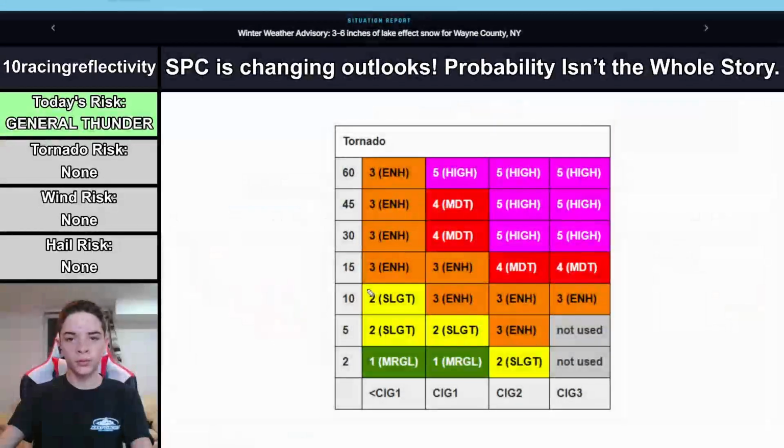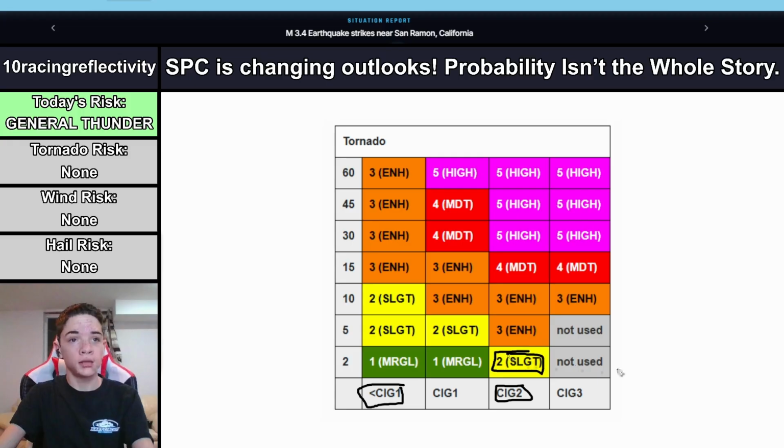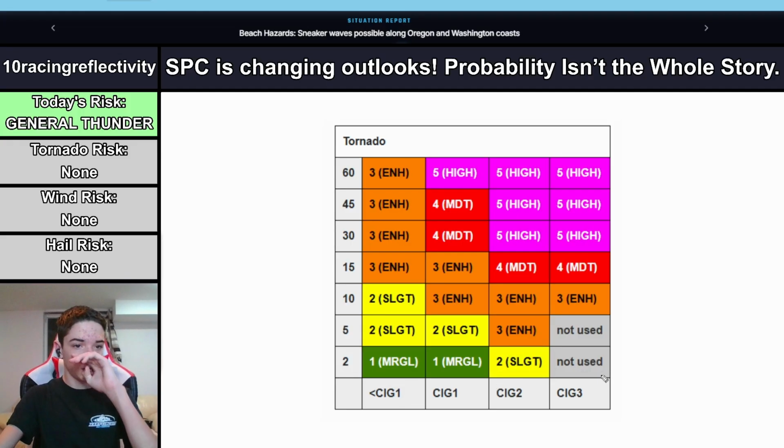Looking at these category conversion tables, looking just at the tornado for now, we can see that for the less than CIG1, the maximum you can get up to is just an enhanced risk, which makes sense because you're most likely just going to see a lot of tornadoes, but they just won't be strong. Another thing I want to point out is you can have a CIG2 2%, and that will indicate a slight risk. So this table can be very confusing, but it does make sense.